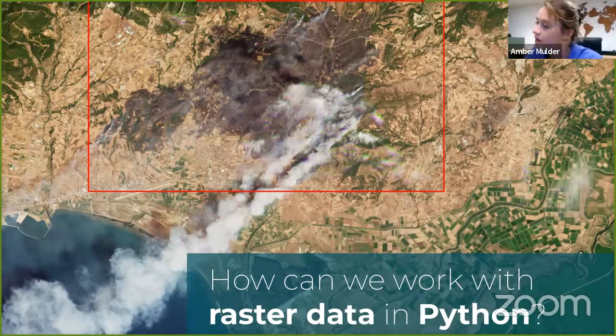Okay, so back to the case study. So our job for today is to find the forest patch that is affected the most by the wildfire. And in order to be able to analyze this, we need to know how to work with raster data in Python. So let's dive into our first notebook.